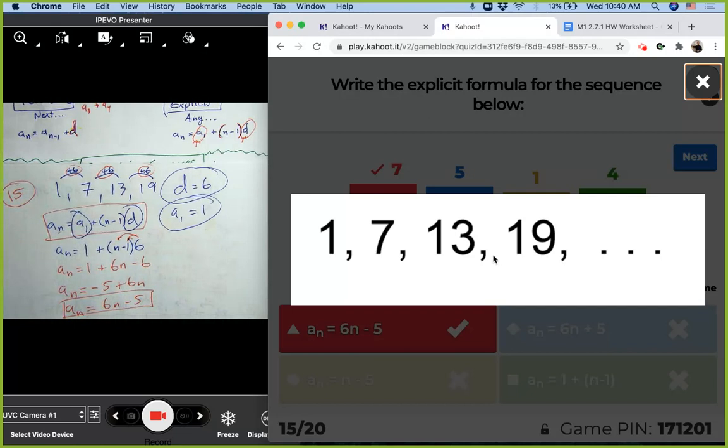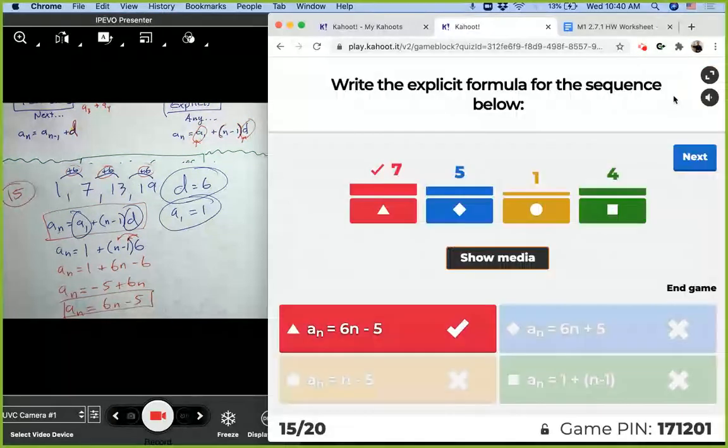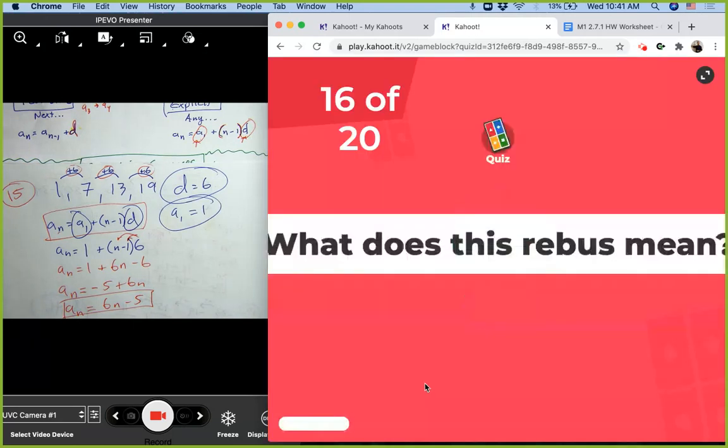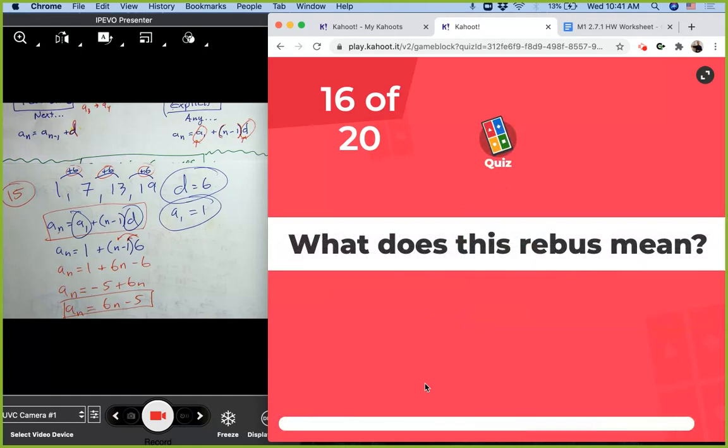Okay, correct a little bit if you had a mistake in there. Okay, and let's see who's ahead now. No change. What? No way. All right, double points. I think this is just a rebus. What does it mean? What does this rebus mean?